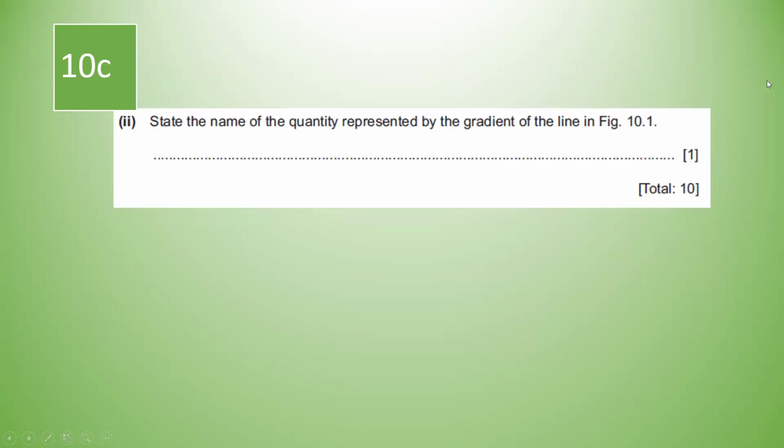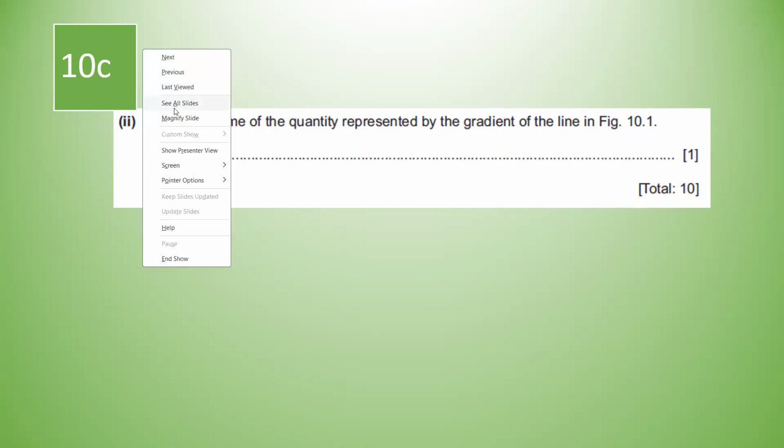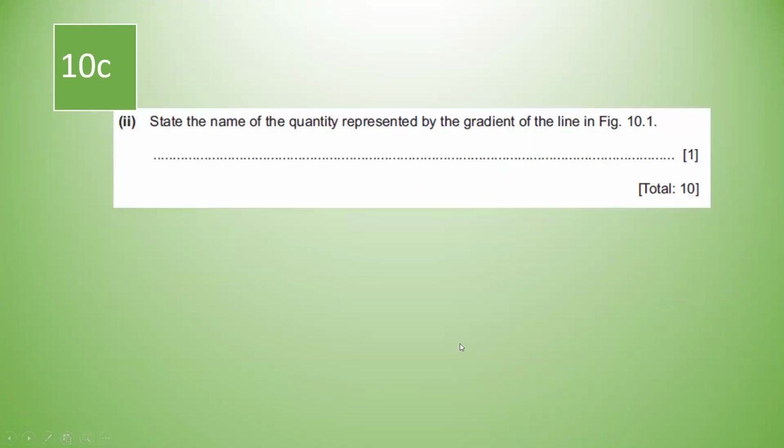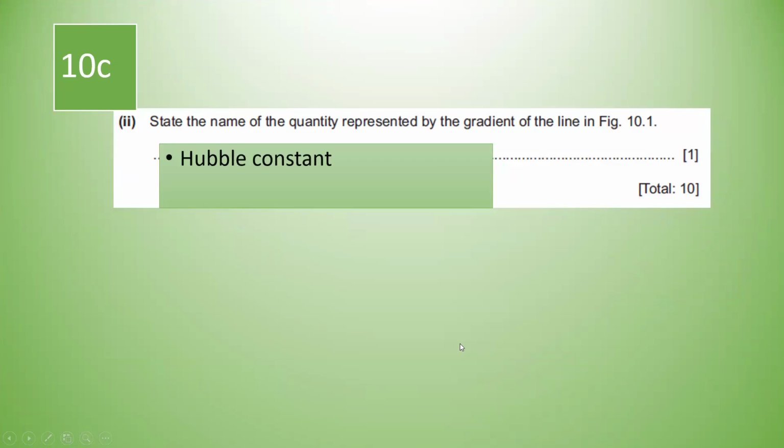State the name of the quantity represented by the gradient of the line. What does the gradient represent? The gradient, wait, the gradient. Right? Hubble constant. Okay.